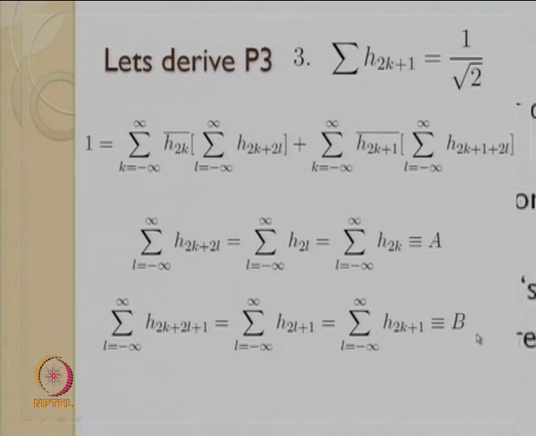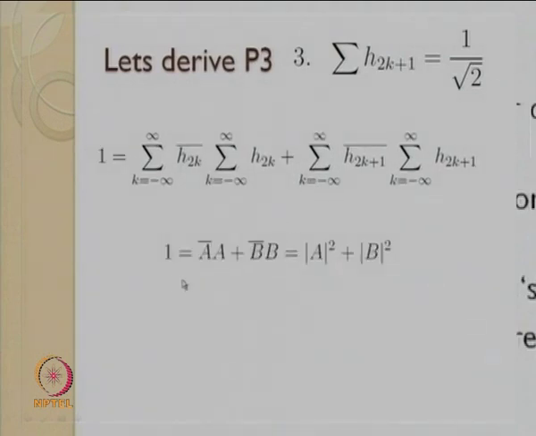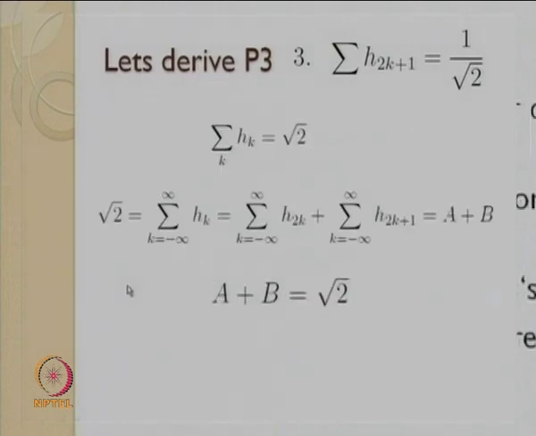And it was required to find out these two constants, a and b. We have two constants and there is only one single common equation. I can plug in a and b into this and I would get 1 is equal to a square plus b square. So this is one equation and there are two unknowns. And so we wanted one more equation, and we are able to generate that equation by looking at property number 1, and we once again split h of k into even and odd parts, and then we got the second equation a plus b equal to square root of 2.